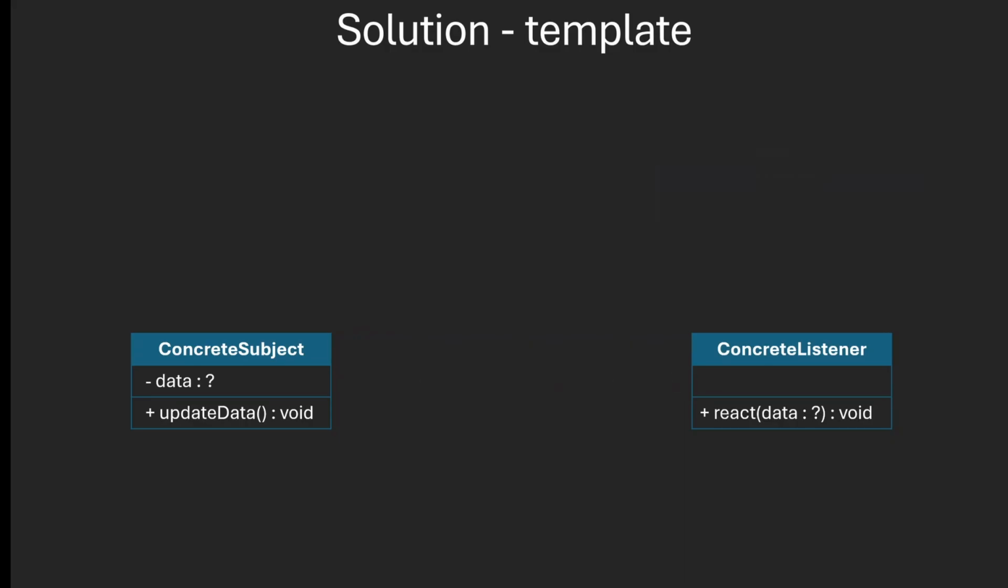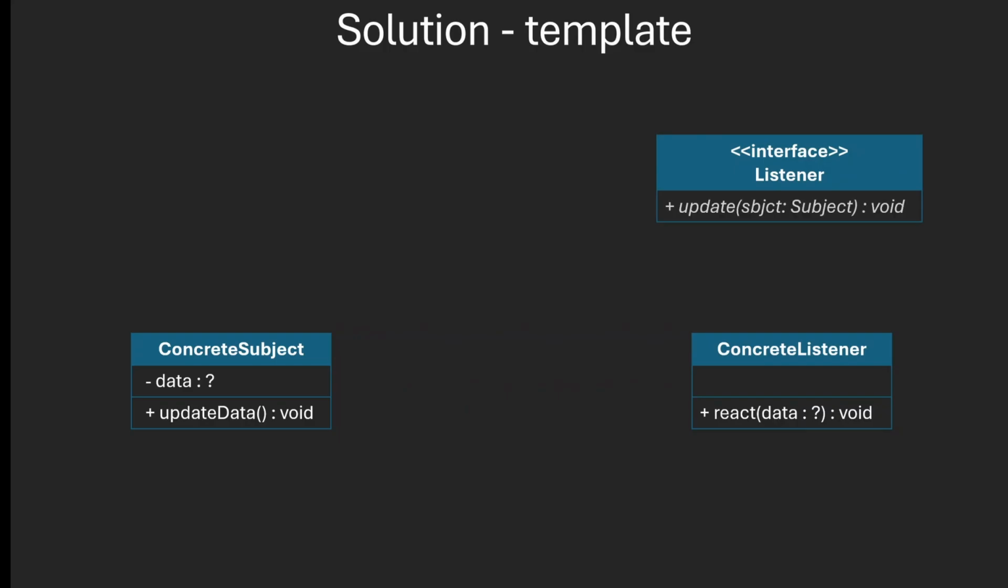Instead, the observer pattern specifies two new components. First, the listener interface, originally called observer. It defines a method, update, which takes a subject as parameter. If a class wanted to become a listener so that it can react to changes, it will implement this interface. The concrete listener would have to override the update method, which could then call the react method.